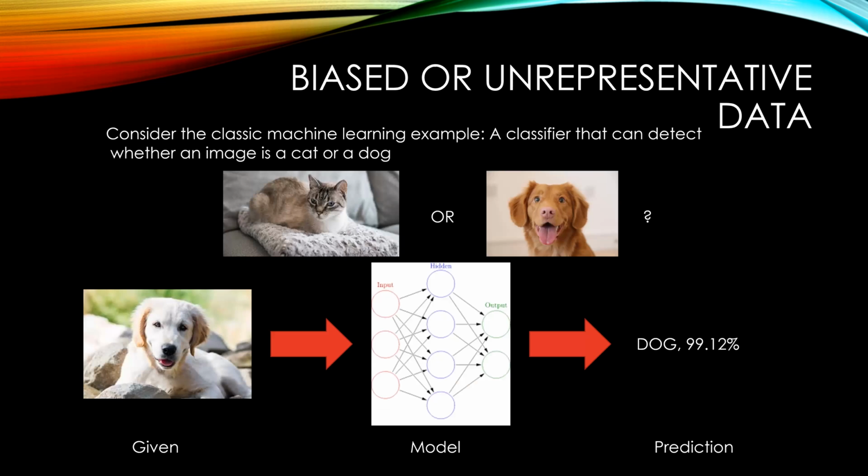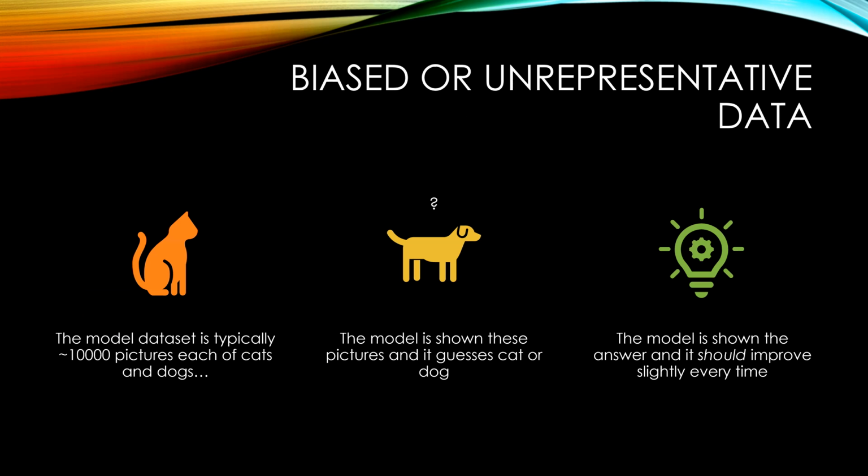So here's an example of biased or unrepresentative data. I'm not sure if you guys know any machine learning, but this is a classic example. You want to build a model that takes a picture and tells you, is this a cat or is it a dog? Pretty simple, right? Typically, you would have maybe 10,000 pictures of cats and 10,000 pictures of dogs. You feed this into the model, it learns from your pictures, and then it's able to predict, given any picture, is this a cat or is it a dog? So it's pretty simple, right?